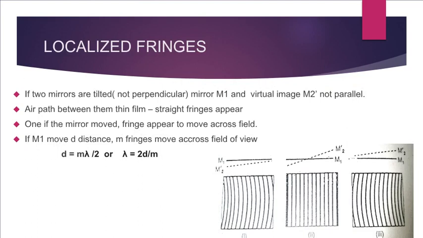Just like concentric circular rings, it's possible to observe localized straight parallel fringes. For this, the two mirrors are kept tilted with respect to each other.